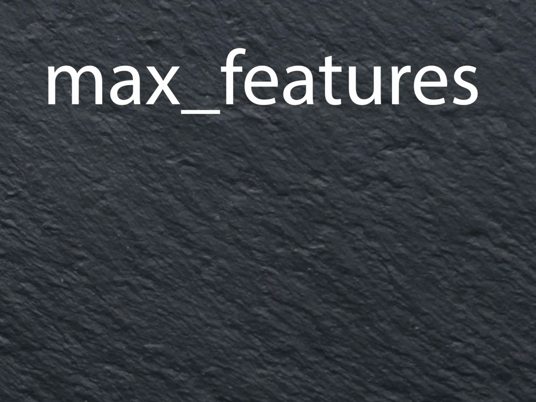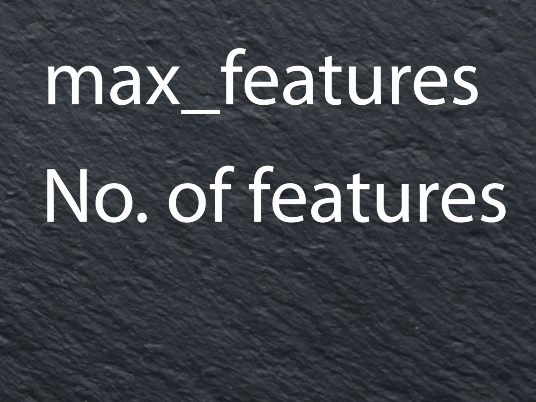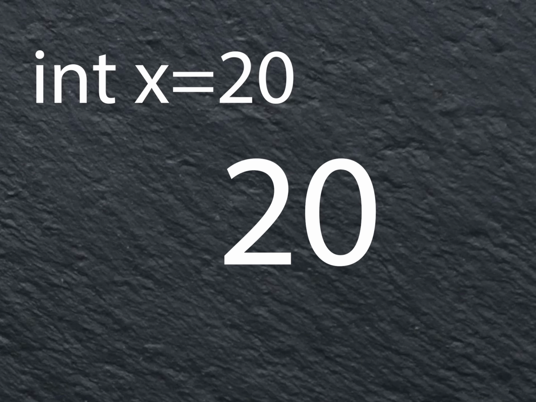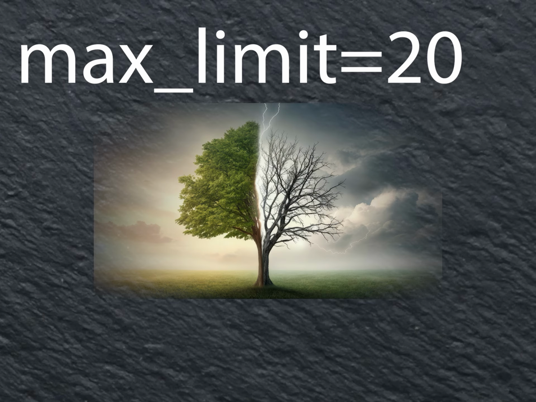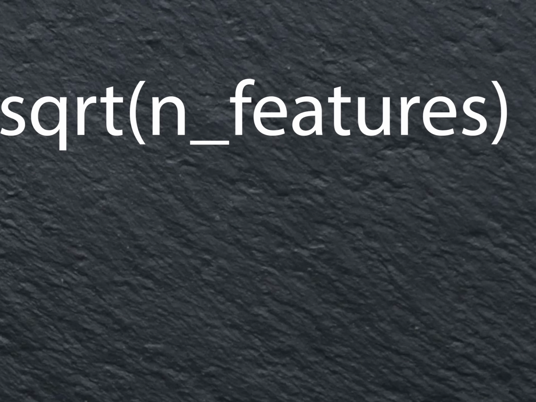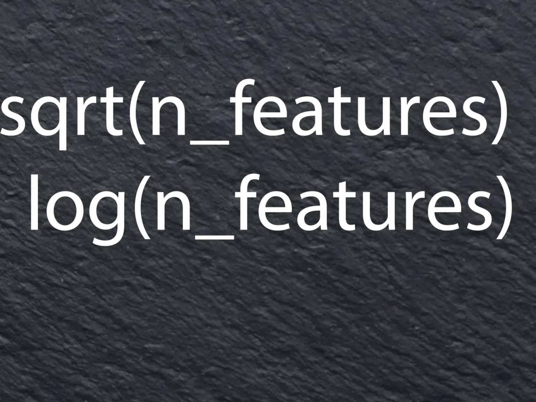The next one is max features. It defines the number of features to consider when looking for the best split. If an integer is input, then it considers that value as the max limit to split the node. If a float value is taken, then it shows the percentage of features at each split. And if auto or sqrt is taken, then it will be the square root of n features. Similarly, if log is taken, then log of n features. So this is how max features plays an important role in splitting the decision tree.